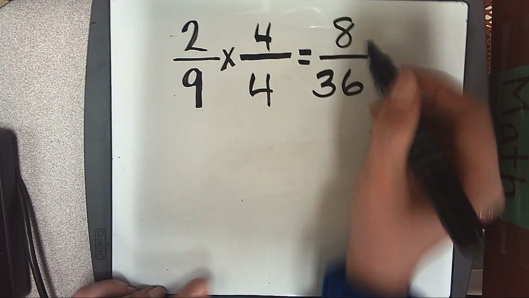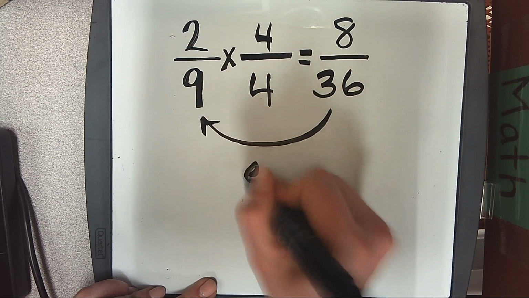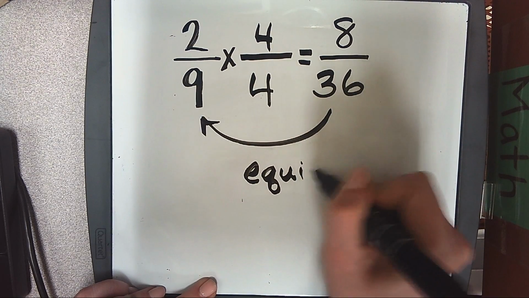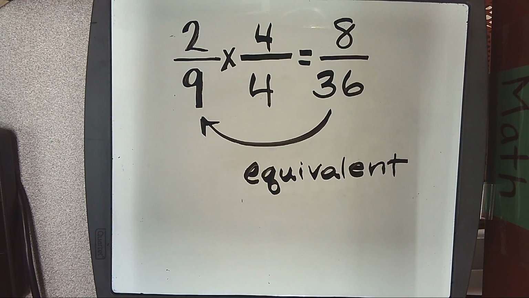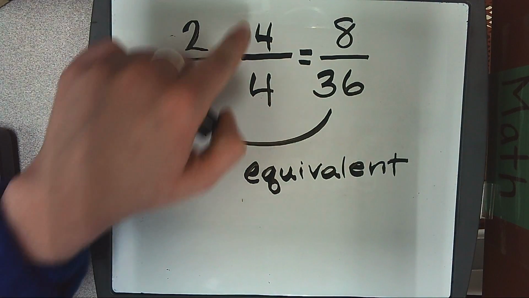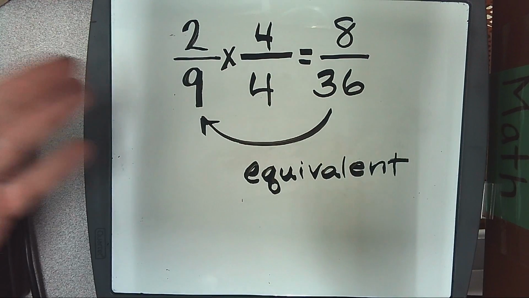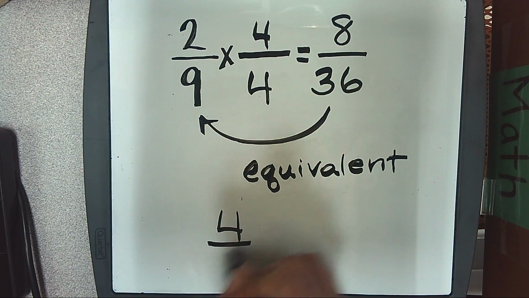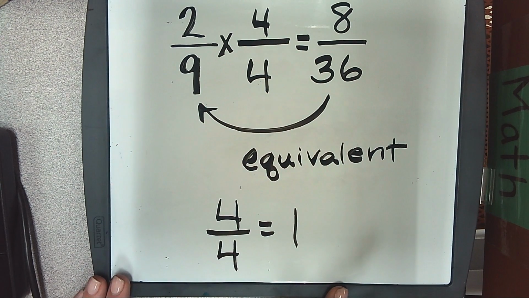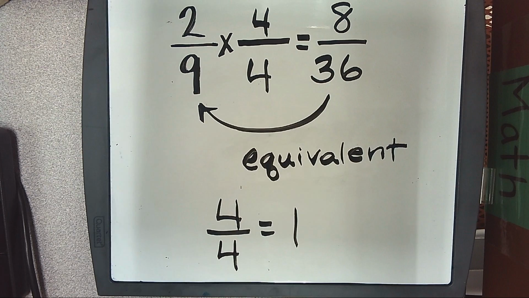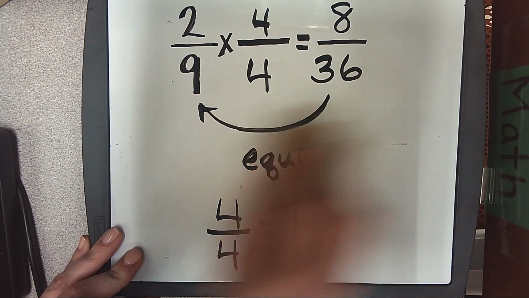So 8/36 is equivalent to 2/9 because we kept the same number on the top and the bottom. It's the same thing as 1. 4/4 is equivalent to 1 whole. You can do this same process using division.